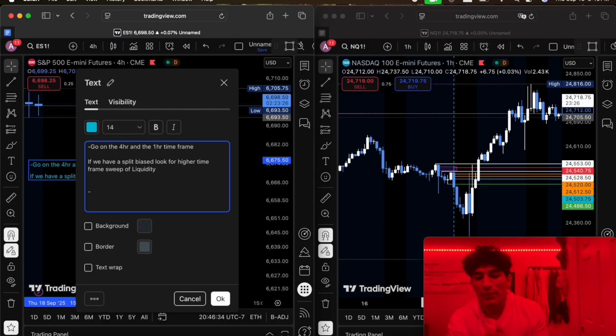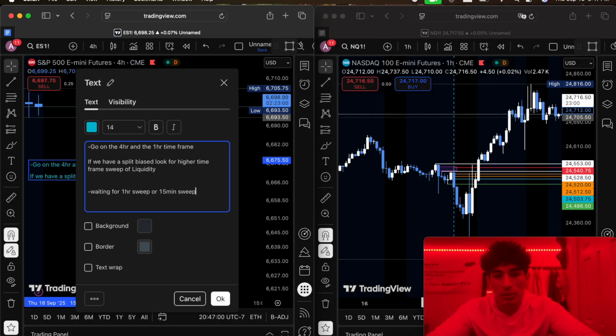So I'm looking for a higher time frame sweep of liquidity, whether that be a 1 hour sweep of liquidity or a 15-minute sweep of liquidity tapped into a 1 hour imbalance. Again, these are higher time frames, guys, and I'm going to wait for a higher time frame to complement it just because we have a mixed bias. So I'm waiting for a 1 hour sweep or a 15-minute sweep within a 1 hour fair value gap.